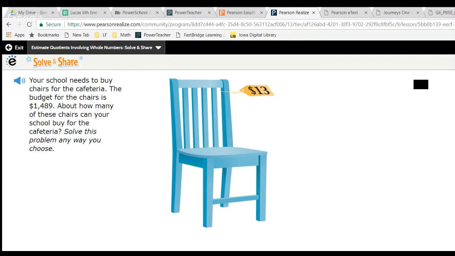When you look at this problem, you see that it says about how many of these chairs can your school buy for the cafeteria. That's your indication that you should be estimating. When we estimate, we're going to use compatible numbers frequently. Compatible numbers, or friendly numbers, typically means numbers that you can easily work with in your head. Not always, but many times you can. Compatible numbers mean that we take a look at both of our numbers and ask, what would make these compatible with each other? What would make these easy to divide?